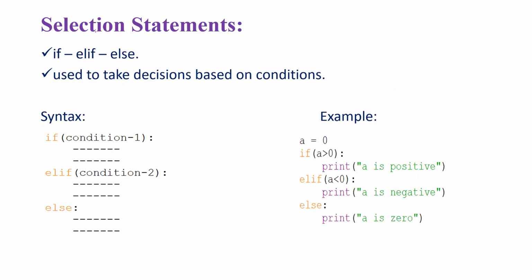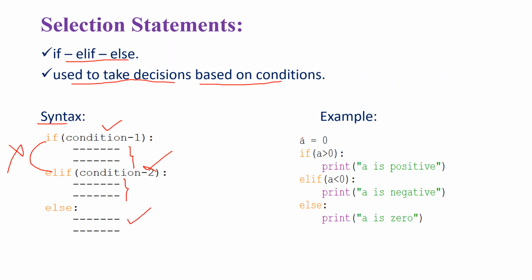Now look at the selection statements. These are used to take decisions based on the conditions, and Python supports if, elif, and else selection statements. Look at the syntax here. If condition 1 and the code you want to write. This code will be executed if this condition is satisfied, and this code will be executed only if this condition is satisfied. And if both the conditions are failed, then in that case, this code will be executed.